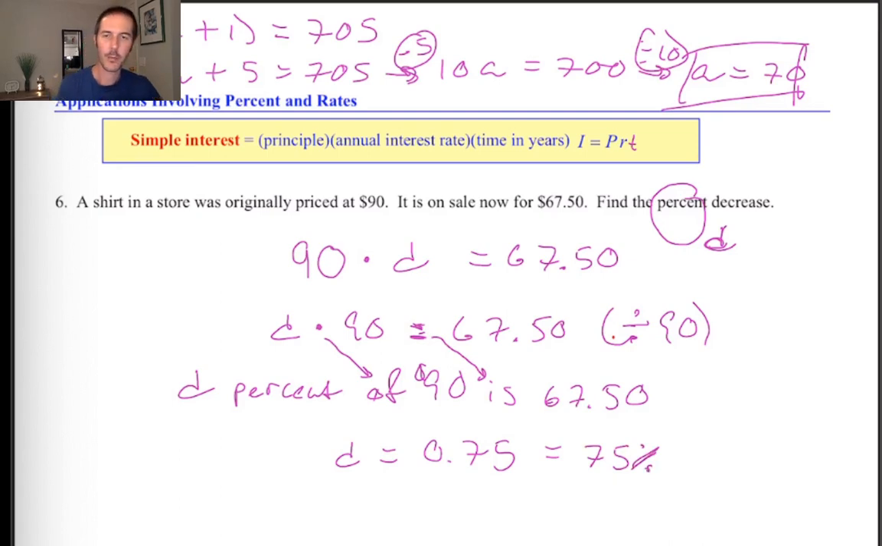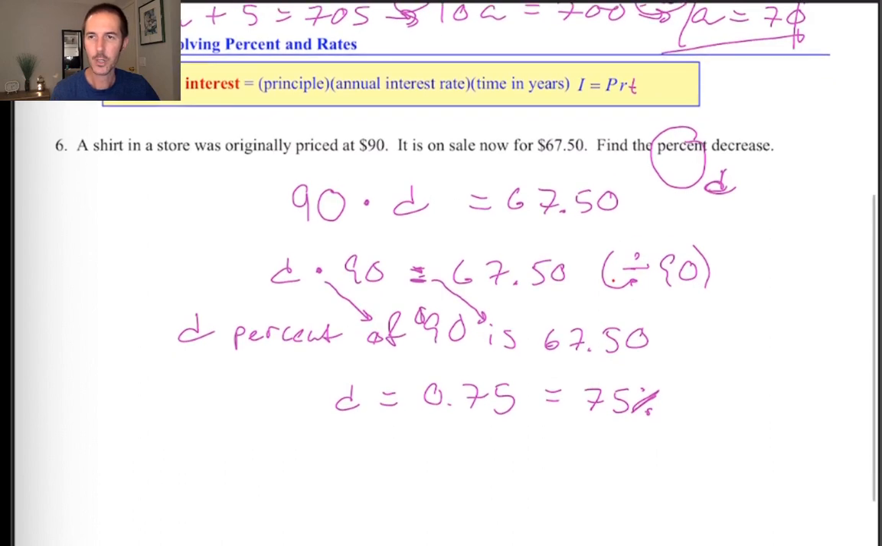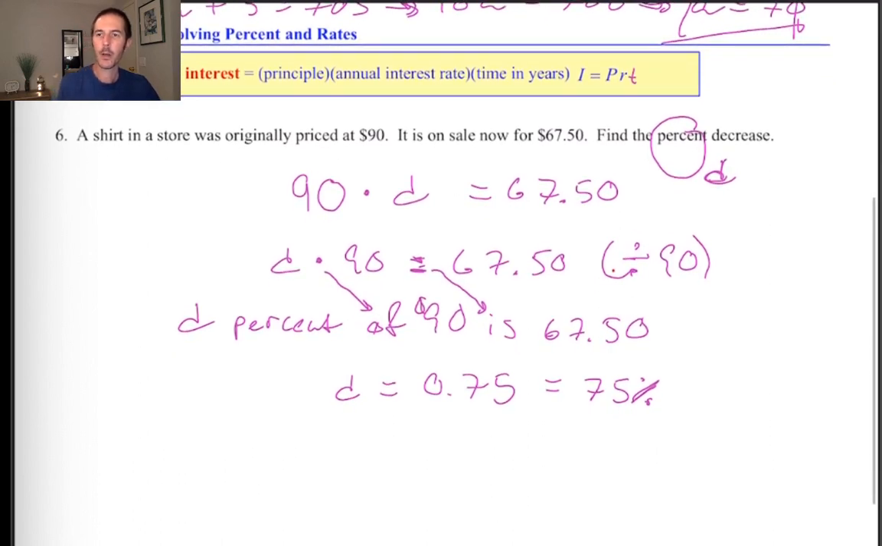Now here's a great example of where you want to make sure that your answer makes sense, especially in a word problem. A shirt was originally priced at $90 and now its price is $67.50. Does that sound like we decreased or discounted the price by 75% off? Does that sound like a 75% off sale to you? I don't think so. 75% is more than half. $67.50 is not more than half off of a $90 original item.